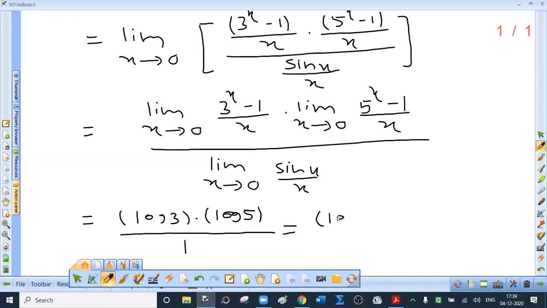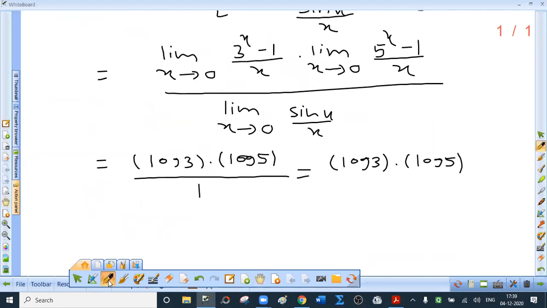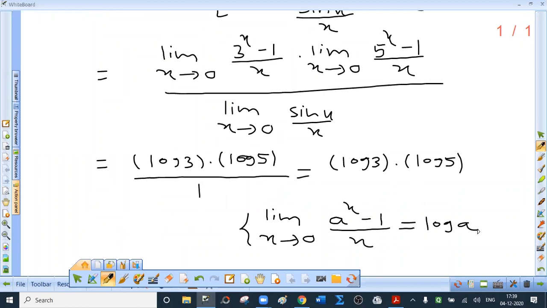So what is the final answer? The final answer is log 3 into log 5. Of course, you have to mention the standard limit. It is limit x tends to 0, (a raised to x minus 1) upon x is nothing but log a. Right now.